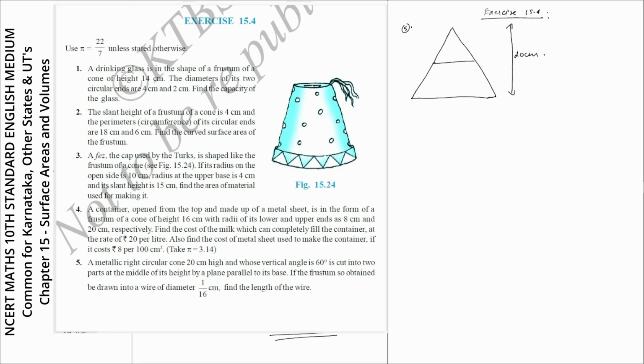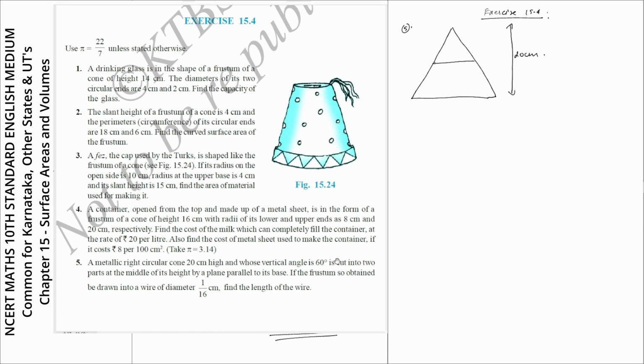Exercise 15.4, question number 5. A metallic right circular cone 20 centimeter high, whose vertical angle is 60 degrees, is cut into two parts at the middle of the height by a plane parallel to its base. If the frustum so obtained is drawn into a wire of diameter 1 by 16 centimeter, find the length of the wire. So here there is a cone whose height is 20 centimeter and it is cut into two parts at the middle of its height by a plane.